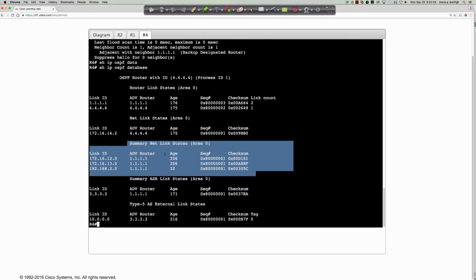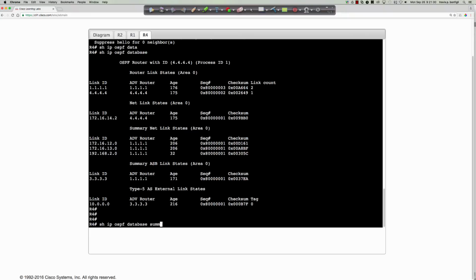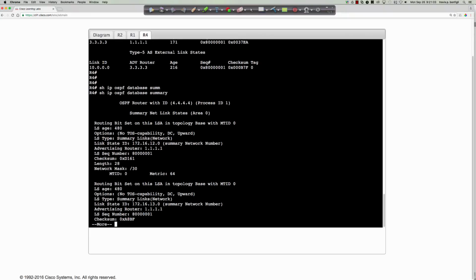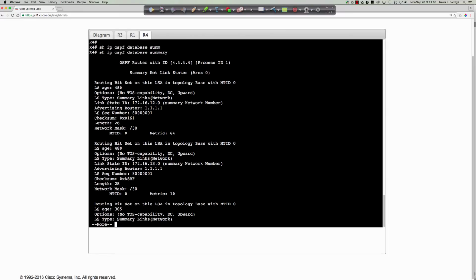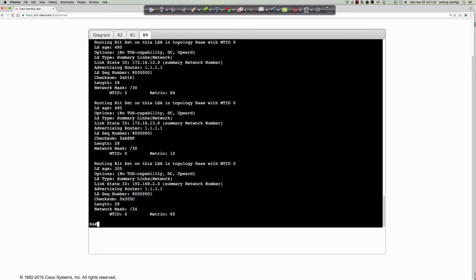All right, so now let's go ahead. You can even take a closer look at any of the LSA types. You can go deep dive. I get a lot of information here. If I only wanted to see the summary information, I could say show IP OSPF database summary, and now I'm only getting the information on the summaries. And remember this as well, routing bit set. This comes into play a little later on in the course. But remember, when the routing bit is set on this LSA, that means that it is being used, that we can actually actively use this for the routing of information.